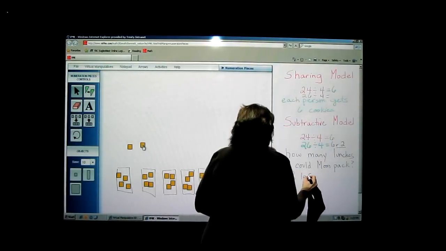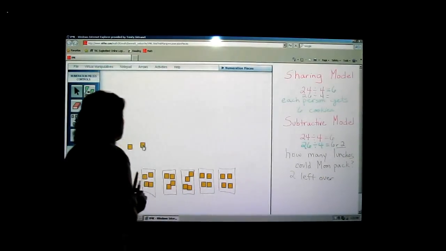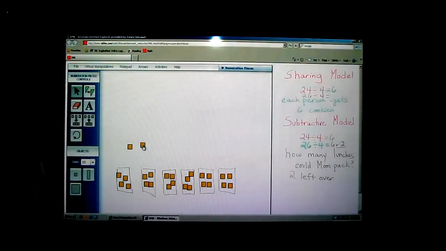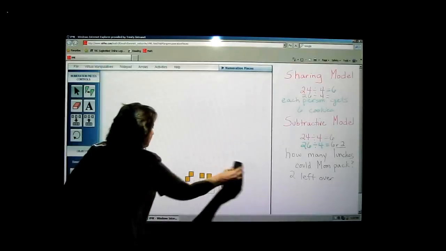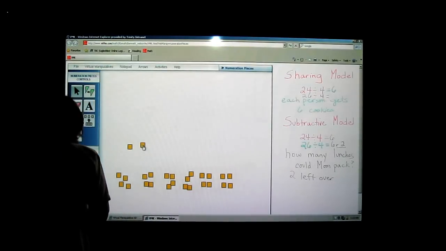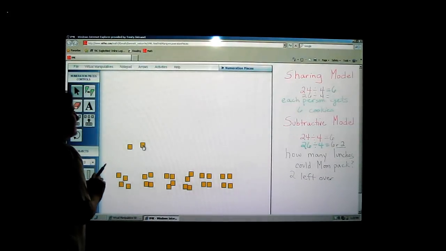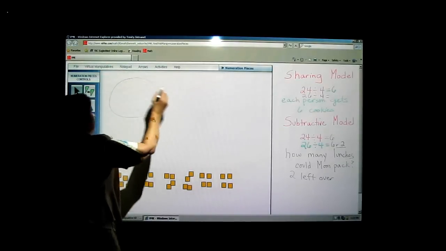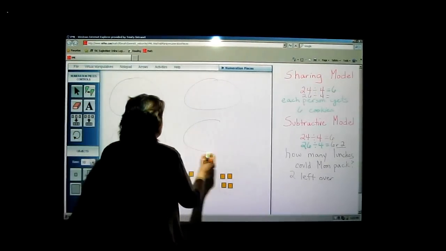Right down here, for our remainder, there were 2 cookies left over. Well, let's go back to our sharing model, which means we need to get rid of our lunch boxes. Now I have 26 cookies. And what does my sharing model say? It says that I've got 4 friends that I want to share with. Or 4 of us, 3 friends and me, that want to share cookies.